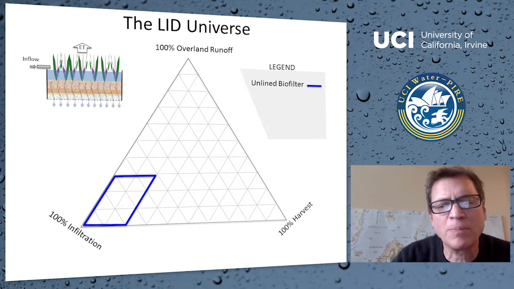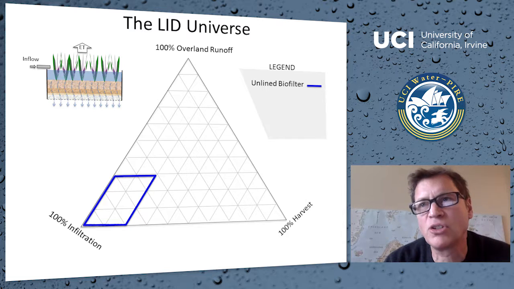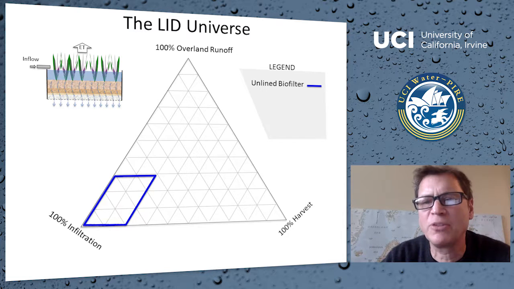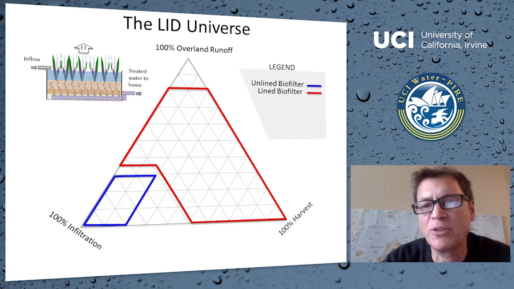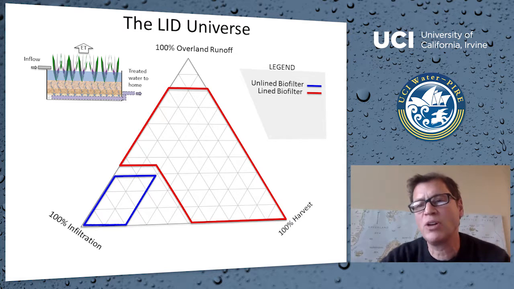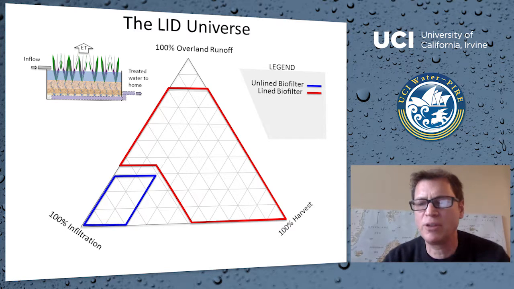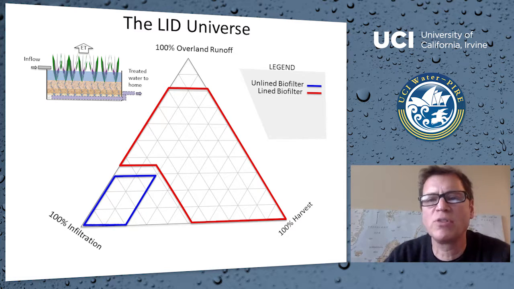And these regions that we're mapping out here are actually based on published performance data for different LID. So it kind of maps over to the left on lined biofilters. Clicking forward, lined biofilters actually span a very large region because you can get different degrees of infiltration and harvesting with these, depending on how you configure them. So they're actually quite versatile.